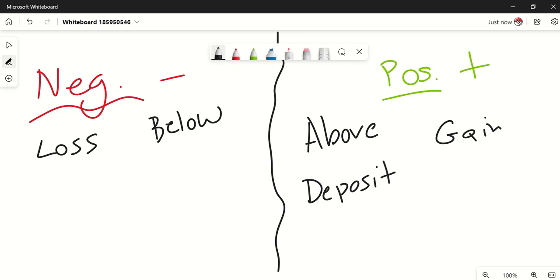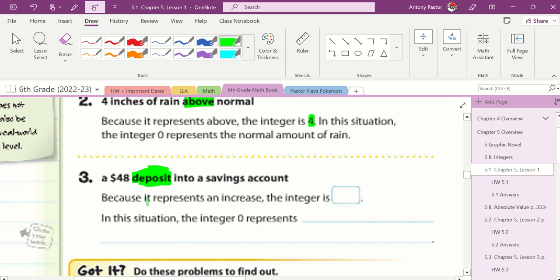When you take money out of your bank, it is known as a withdrawal. Withdrawal or withdraw, that will be negative. You're taking money out of your account. So we have two new words. Because it represents an increase, the integer is 48.